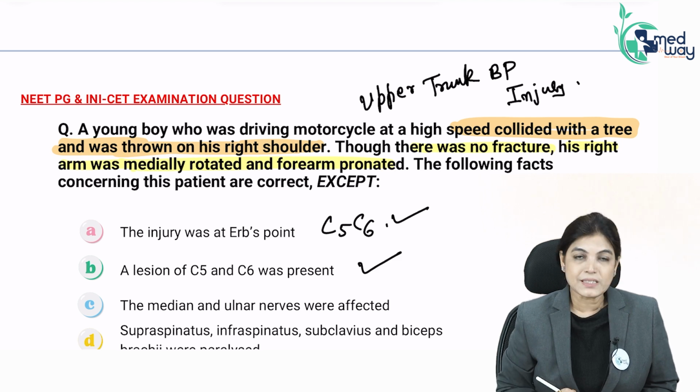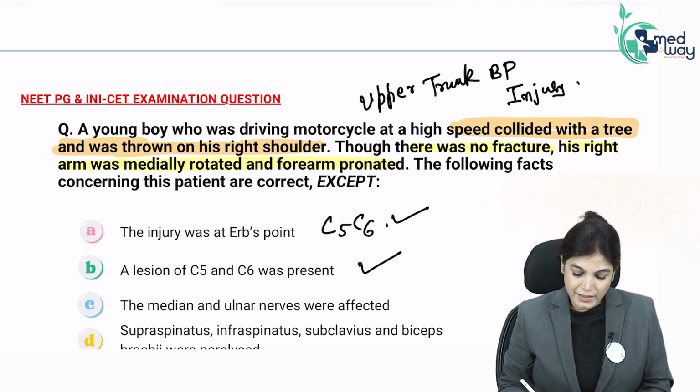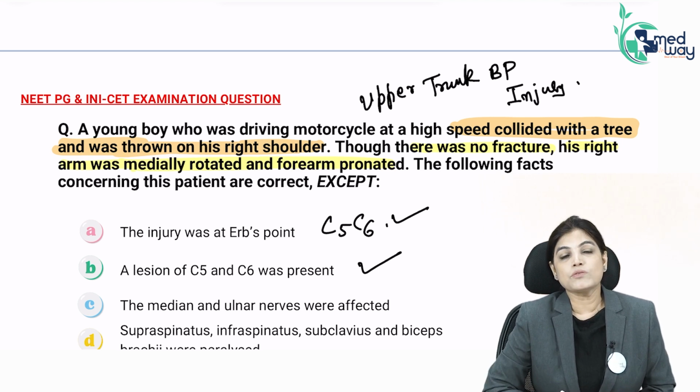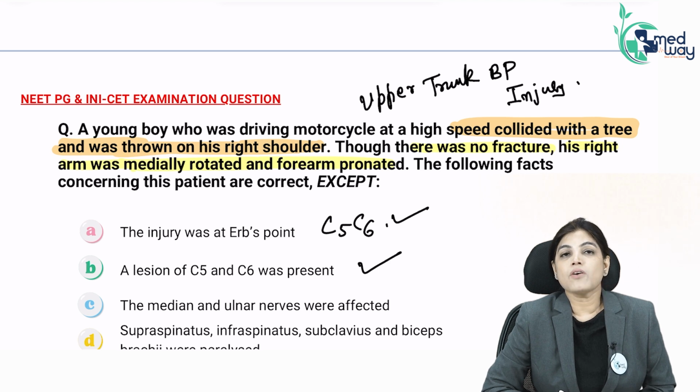A lesion of C5 and C6 is also a correct statement. Supraspinatus, infraspinatus, subclavius and biceps brachii are paralyzed. This is also correct because we know that the suprascapular nerve gives innervation to supraspinatus and infraspinatus, and they have the root value of C5, C6. The nerve to subclavius also has the root value C5, C6. Biceps brachii is innervated by the musculocutaneous nerve, which is also contributed by the nerve roots C5, C6.